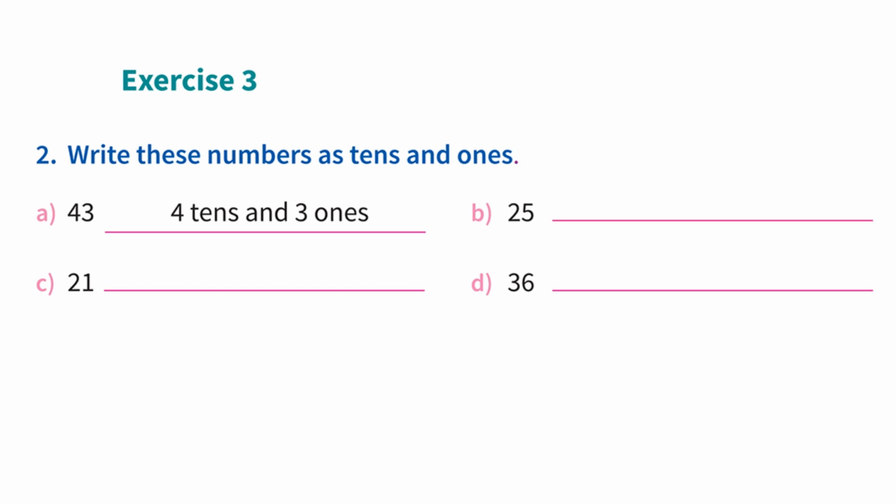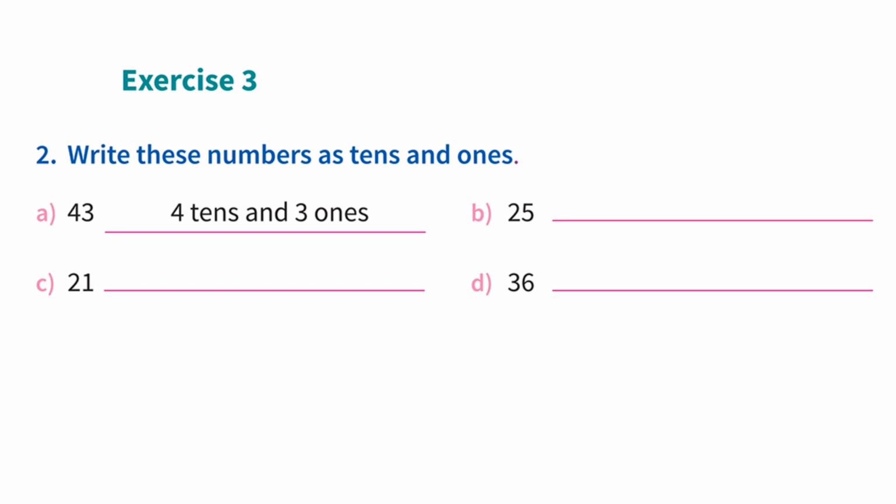Now see this exercise. Exercise number 3. What is written? See properly. Always read the question 2 to 3 times, then only you will understand what you are supposed to do. Here what is written? Write these numbers as tens and ones. So students, here we have to find out tens also and ones also. We have to write tens and ones both.